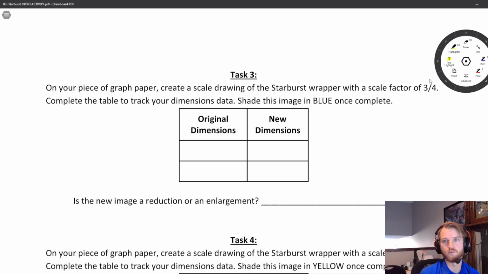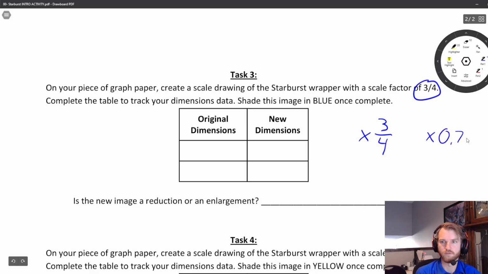Task 3 is no different, except it is talking about a scale factor of 3/4. You could think of this as multiplying by 3/4, which is completely correct. An easier way to think about it might be to think of it as a decimal. To find the decimal, you say 3 divided by 4, your top divided by bottom, and that tells you this is the same thing as 0.75.